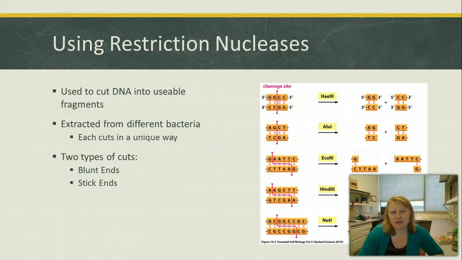You can see some examples of it here. They cut in 2 different ways. One's a blunt cut, where they cut even on each side, and one's called a sticky end, where they cut less on top and more on the bottom, or vice versa. It creates overhangs that make them more sticky, and they re-anneal better together when you use a sticky end. That's why most of the time you use sticky ends, but sometimes you use blunt cuts. It just depends.